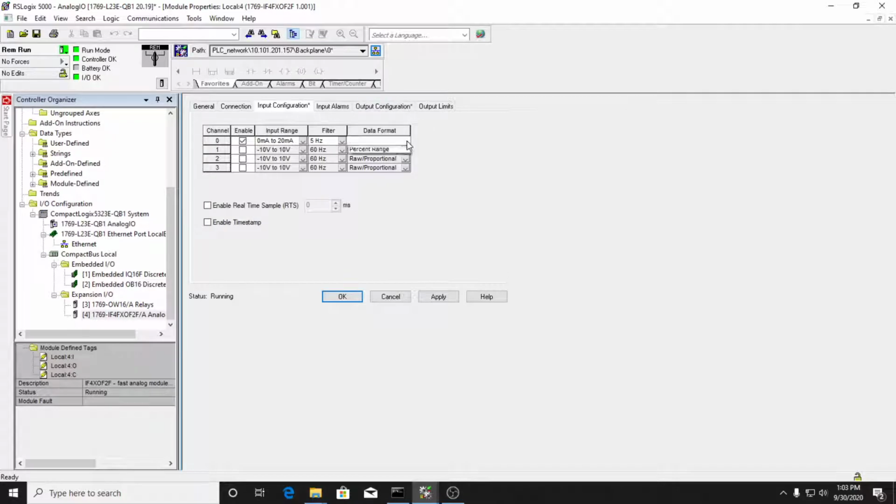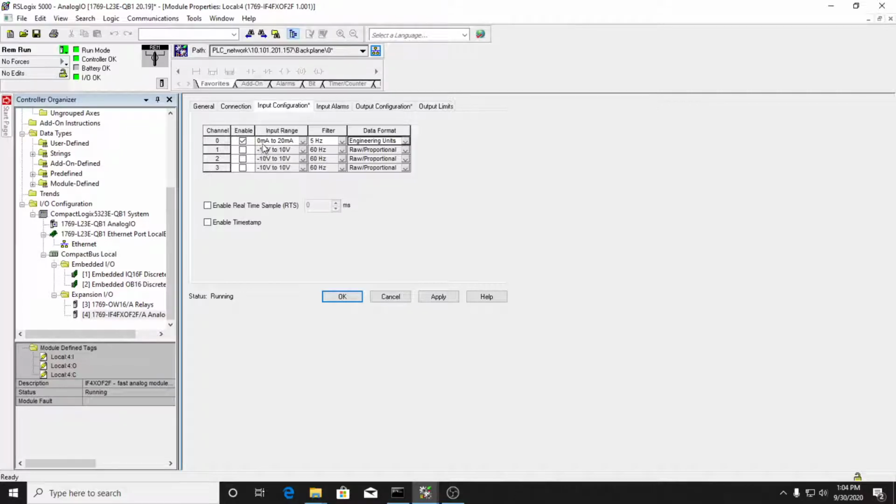And then we have the data format. So the data format here, we can do raw, engineering units, there's a scaling option for PID, which later in the class we'll talk about what a PID is, and then there's a percentage. Now remember that analog cards actually convert an analog signal into a binary integer value. And so these values here, these inputs, are actually integers.